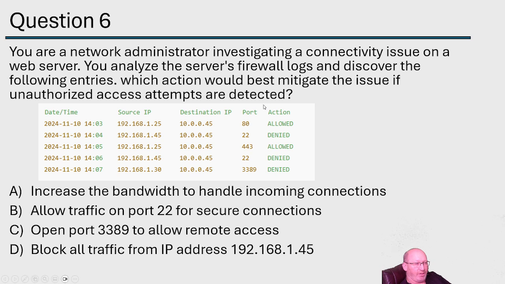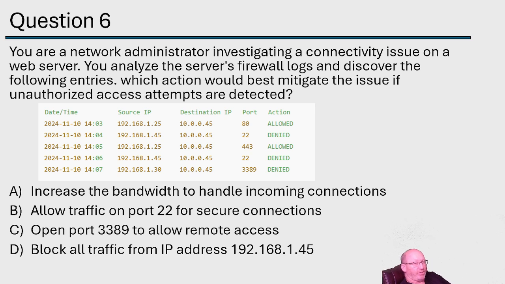So I'm assuming you got your answer, so we're going to go over this real quick. Port 80 is HTTP, 443 is HTTPS, 22 is SSH, and then 3389 is RDP. And so we need to know what those are in order to understand what's going on and how to answer this question. So let's dive into it.